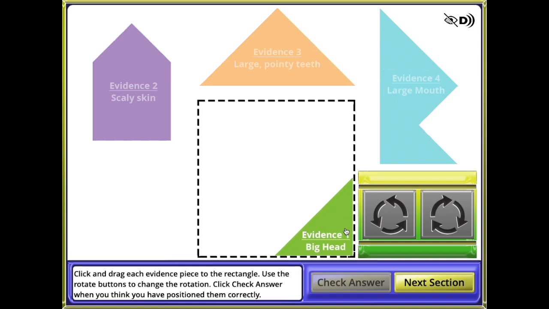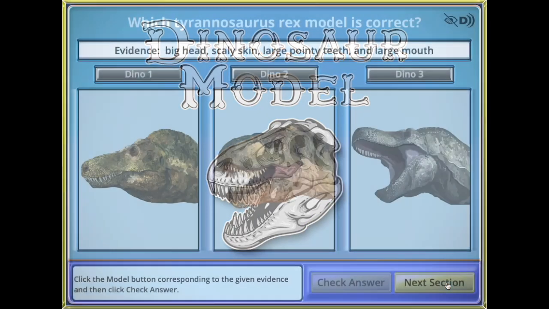Once all four pieces are properly aligned within the dashed area, select the Check Answer button on the bottom of the screen. Once satisfied with your answer, carefully review the evidence written on each of the four puzzle pieces. You'll need these facts to complete Part 2. Choose the Next Section button on the bottom right side of the screen.